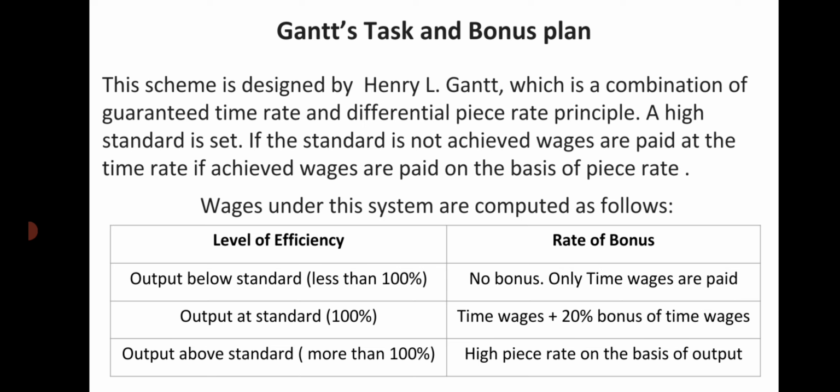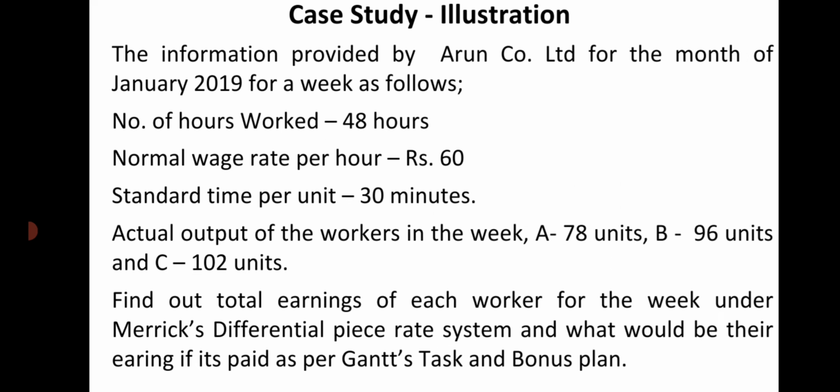Wages under Gantt's task and bonus plan are computed as follows. If the output is below standard, less than 100%, there is no bonus, only time wages are paid. Output at standard, exactly 100%: full time wages plus 20% bonus of the time wages. Output above standard, more than 100%: high piece rate on the basis of output. If the worker is above 100%, he is paid the high piece rate. High piece rate means over and above the normal piece rate.